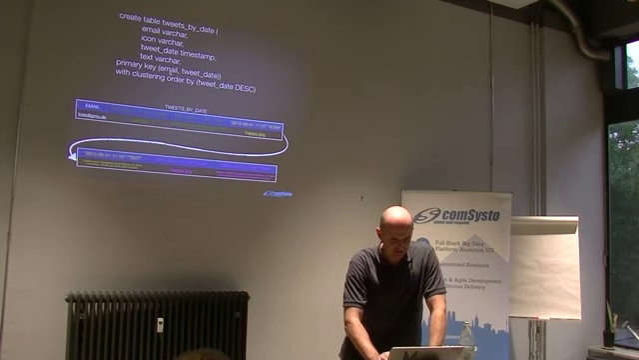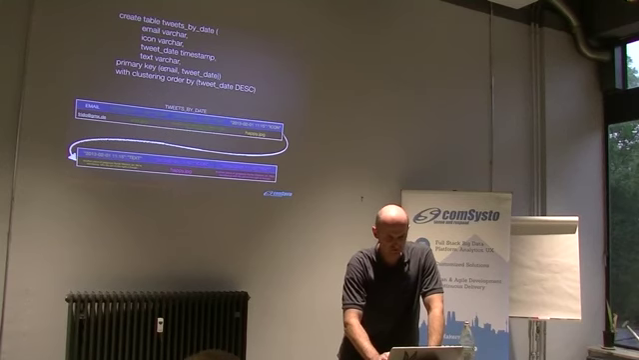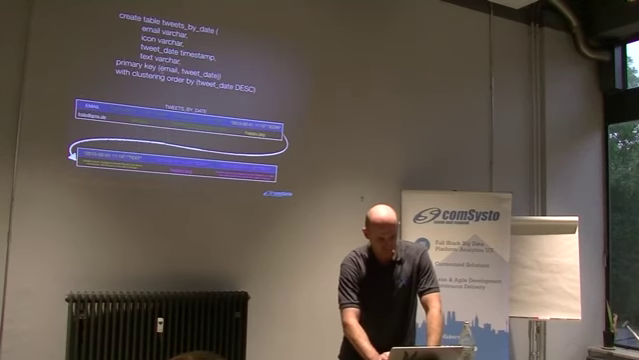So the primary key in Cassandra consists of two parts. First part and the second part. The first part is called the partition key, and the second part is called the clustering key. And there is a very good reason for that. Let's first talk about the partition key.